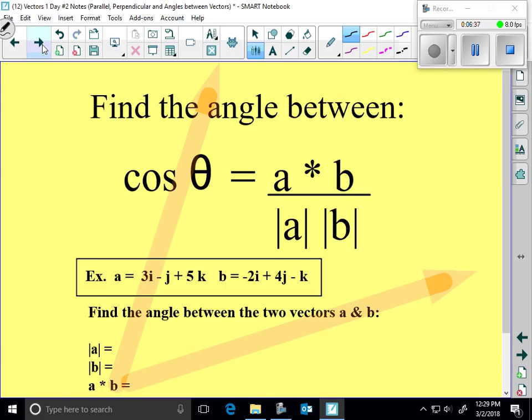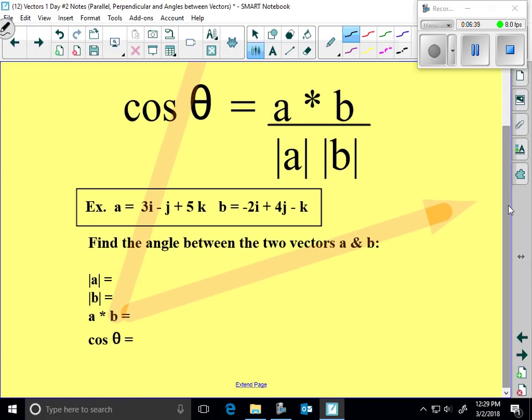Okay, so let's work through a little bit here. Here's an example. I'm given vector A, vector B. I want to find the magnitude of A first, so you can go ahead and pause the video and do that. The magnitude of vector A will be square root of 9 plus 1 plus 25, which is equal to the square root of 35. Vector B's magnitude will be the square root of 4 plus 16 plus 1, which is equal to the square root of 21.